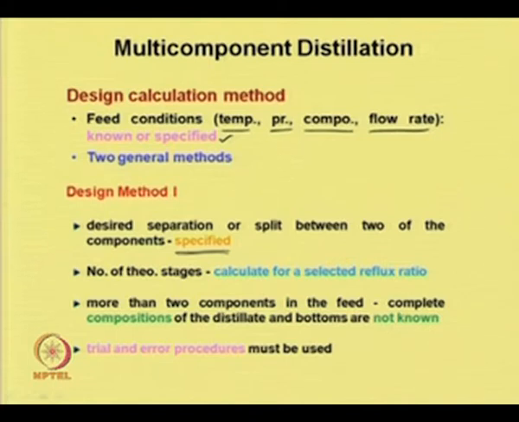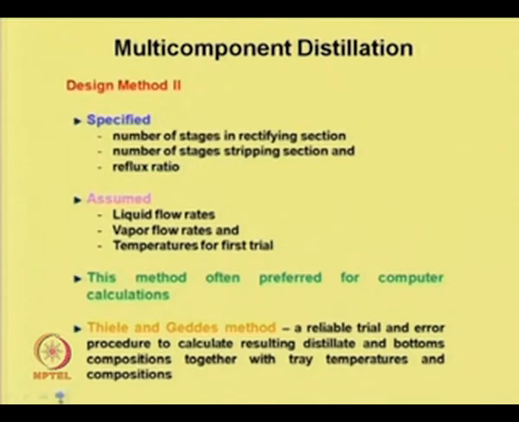With more than two components in the feed, the complete compositions of the distillate and bottoms are not known. Since the complete compositions of the distillate and the bottoms are not known for multi-component systems, trial and error procedures must be used to obtain the compositions. How to do that? We will discuss that in the next few slides.